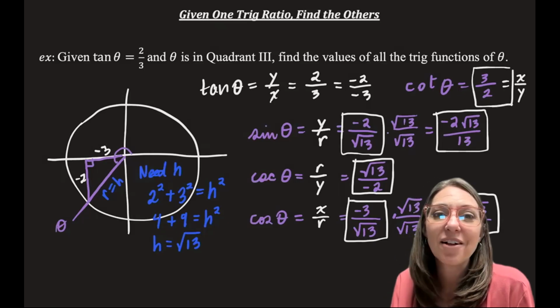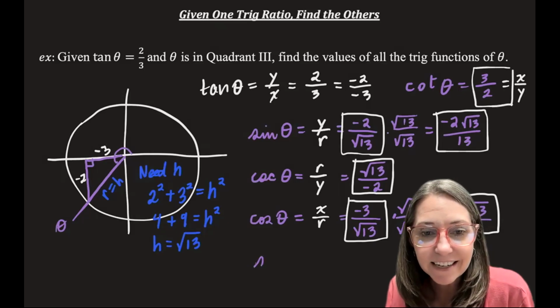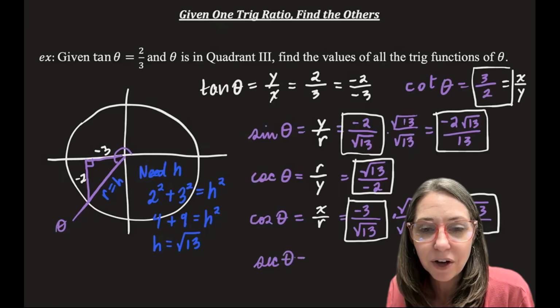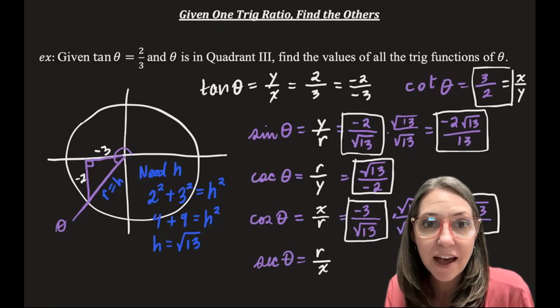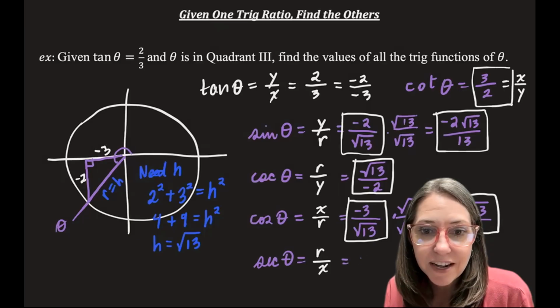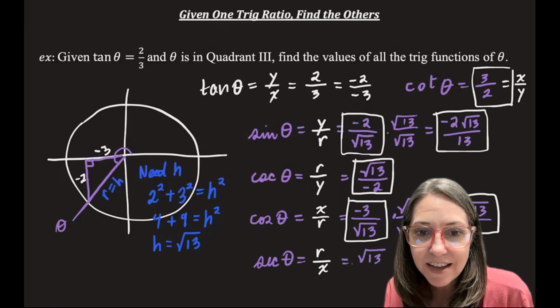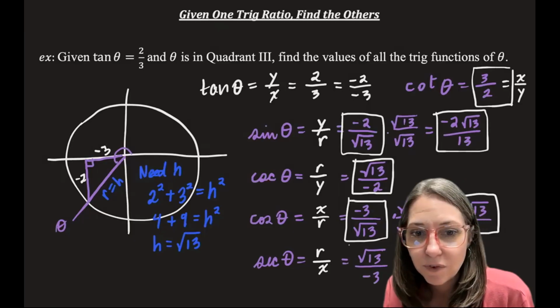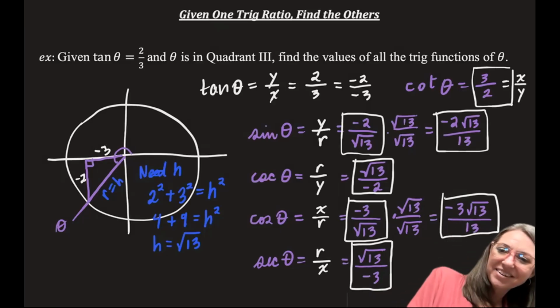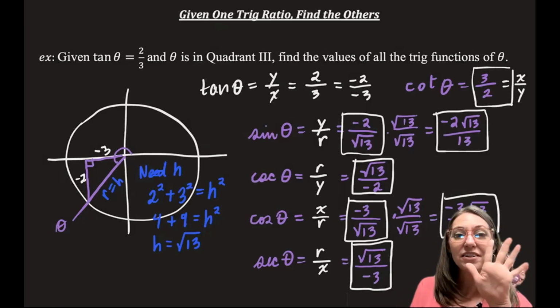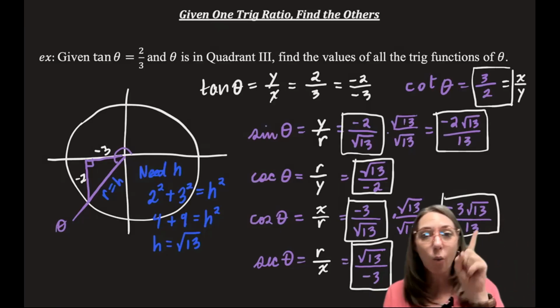Okay, last but not least, we do have secant. Secant is the reciprocal of cosine, or r over x. The radius is root 13, and the x is -3. That's what we get if we find the reciprocal of the unrationalized version of cosine. So there is, oh, my head's in the way. There we go. There's how to find the other 5 trig ratios given one of them.